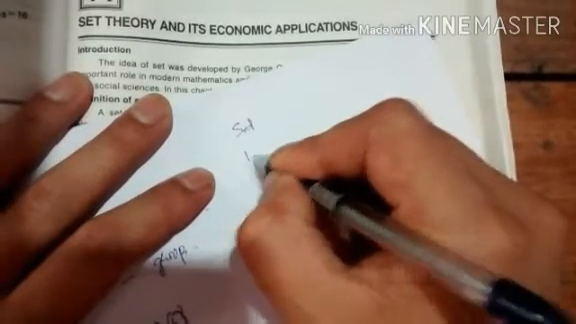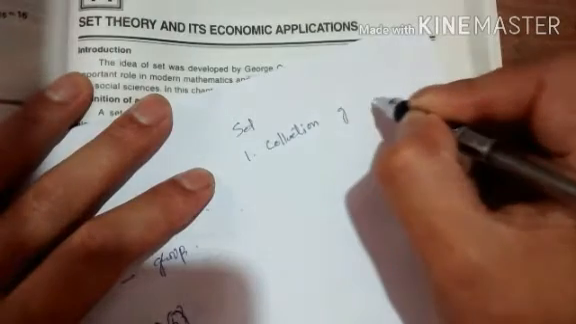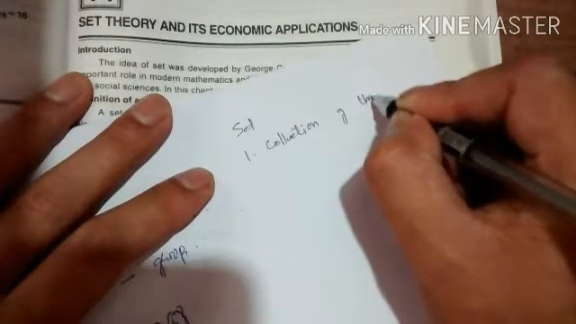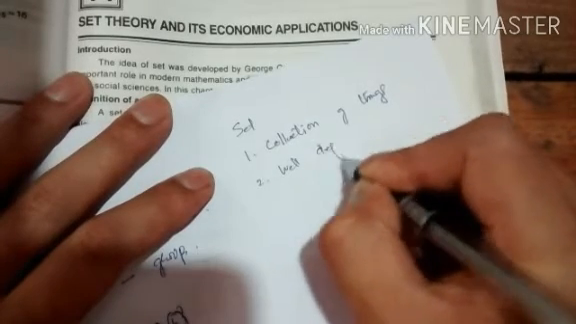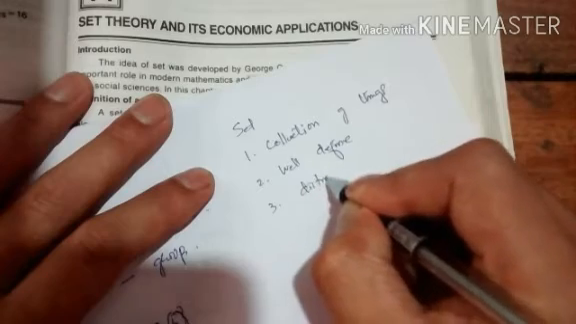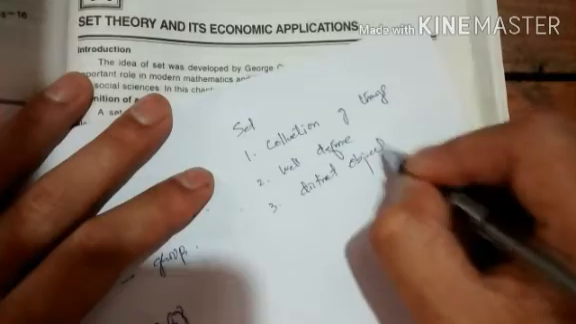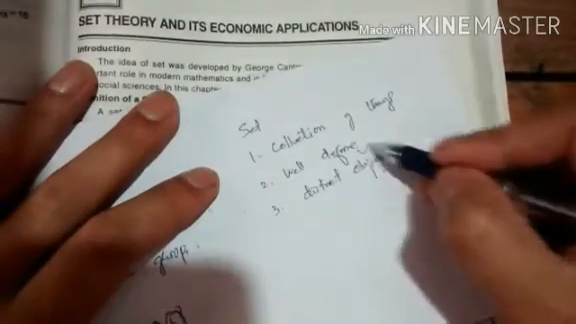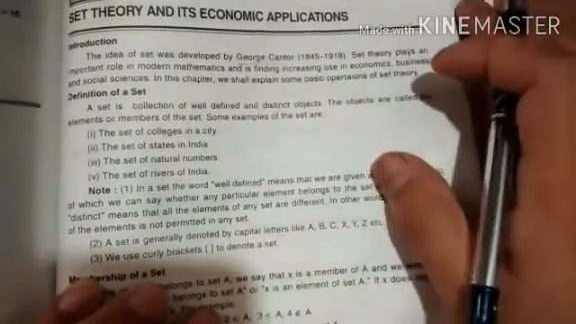So these are some of the features. It is a collection of things, but not just any thing, but well-defined and distinct objects. It is not just anything, but quite well defined and distinct. Other than that, it is a collection, so it is a group. It is a method of grouping, we can say.